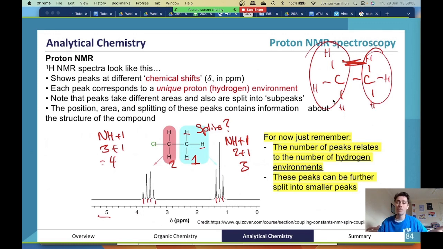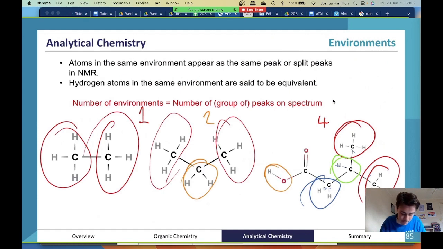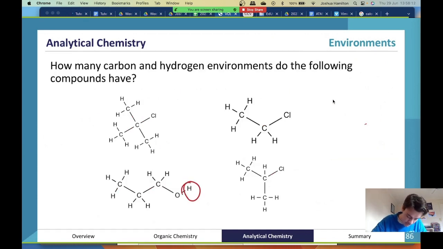So that's not neighboring. Those hydrogens are technically not neighboring hydrogens because we refer to them as the same. They're in the same house if you think about it. So there's no splitting here. Same with some of the examples here. This hydrogen is not going to split.